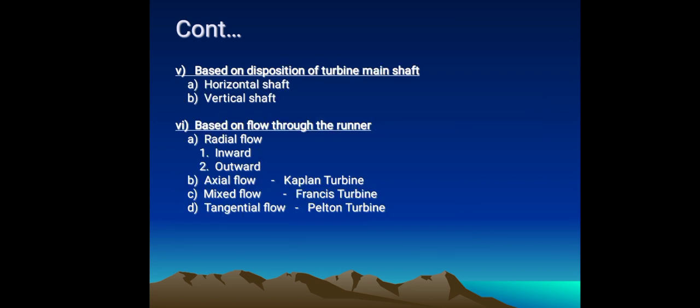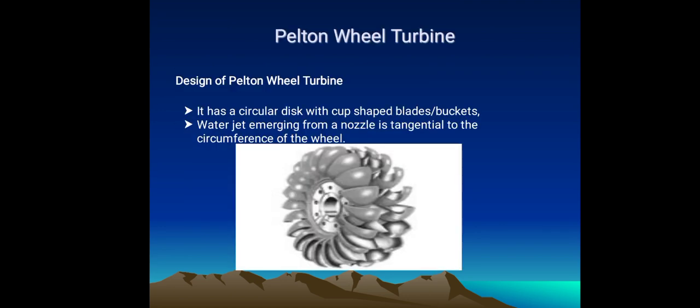Based on the disposition of the turbine main shaft: A, horizontal shaft, B, vertical shaft. Next, based on the flow through the runner: radial flow, inward or outward; axial flow, Kaplan turbine; mixed flow, Francis turbine; tangential flow, Pelton turbine. These are the examples of the flow of the turbines.